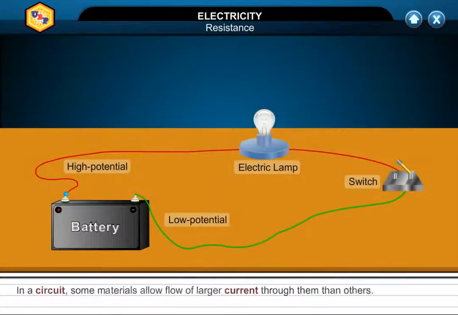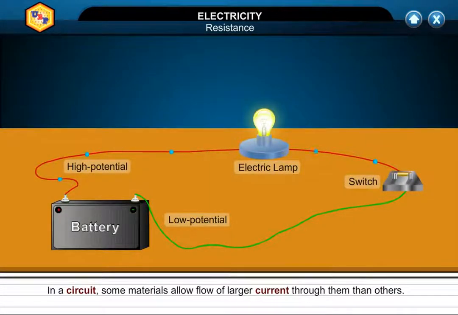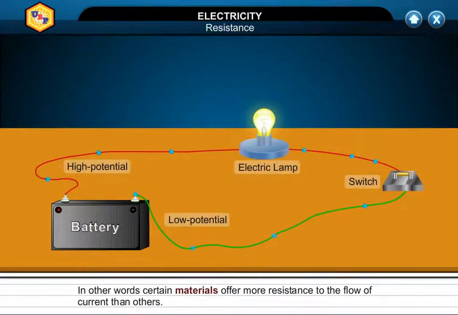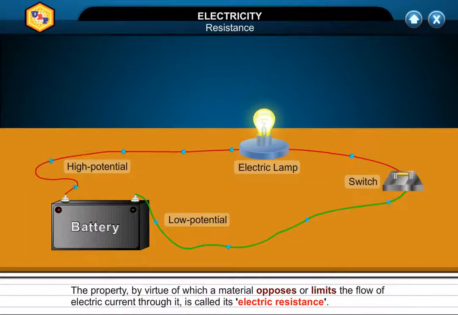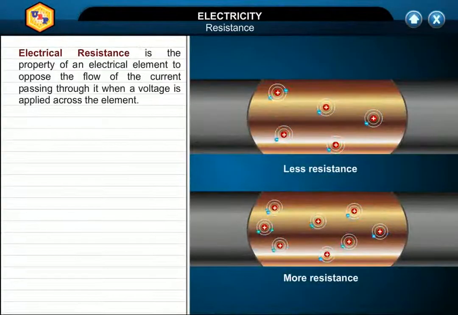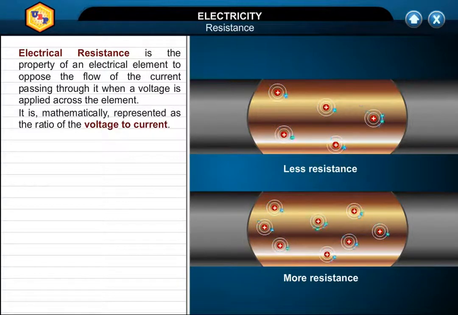Resistance. In a circuit, some materials allow flow of larger current through them than others. In other words, certain materials offer more resistance to flow of current than others. The property by virtue of which a material opposes or limits the flow of electric current through it is called its electric resistance. Electrical resistance is the property of the electrical element to oppose the flow of the current passing through it when a voltage is applied across the element.